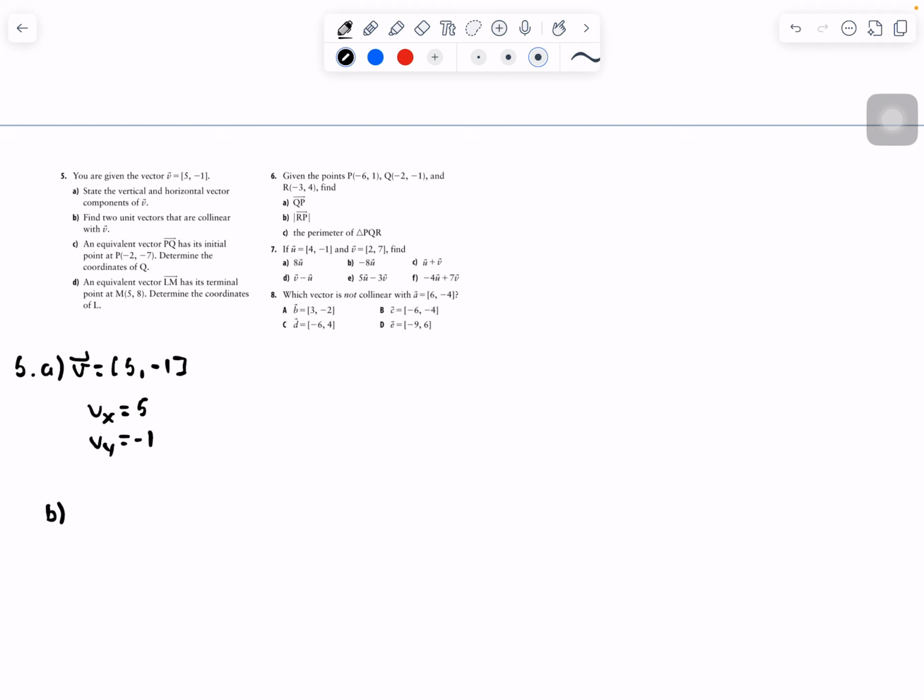Part B. Find two unit vectors that are collinear with v. So remember, what it means to be collinear is that if we have some vector v, we either scale it down to be of unit length. So it would look something like this. This process actually has a name. It's called normalization. That's a fancy way to say we're taking our vector and making it of unit length 1. That's probably not to scale, but you get the idea.